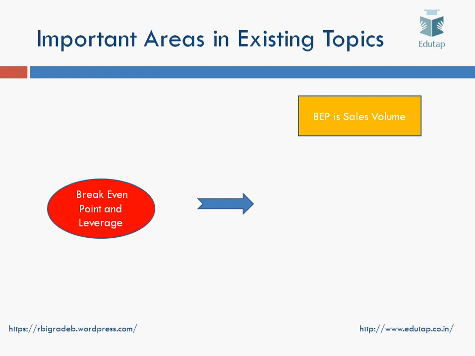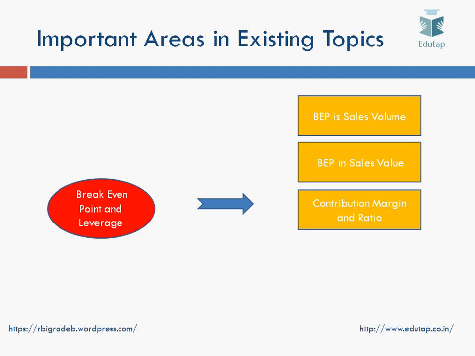Now, break-even point can be in sales volume, which means the break-even point would be a volume of 500 shoes you are selling. Break-even point can also be in sales value, which means the break-even point would be those 500 shoes multiplied by the value of each shoe. That would be your actual revenue, so break-even point in terms of revenue.